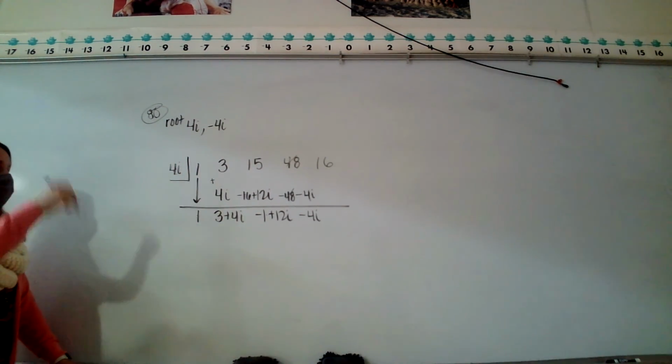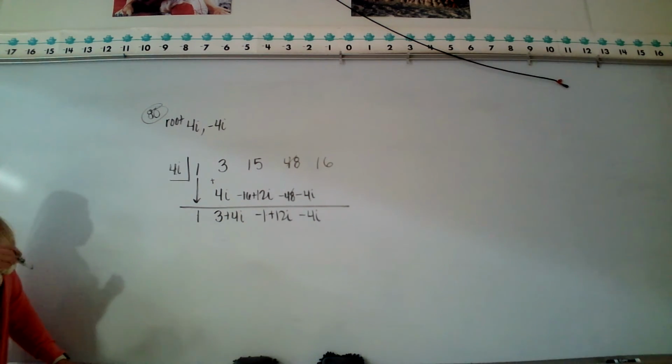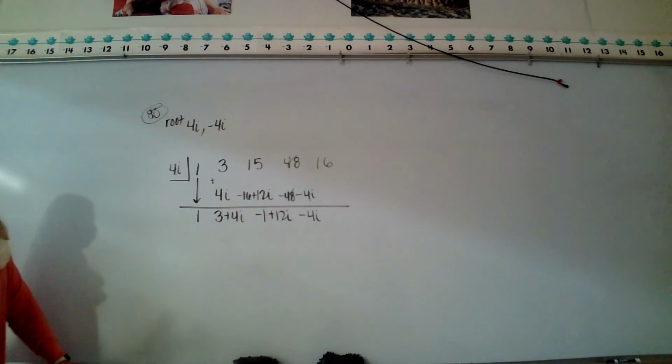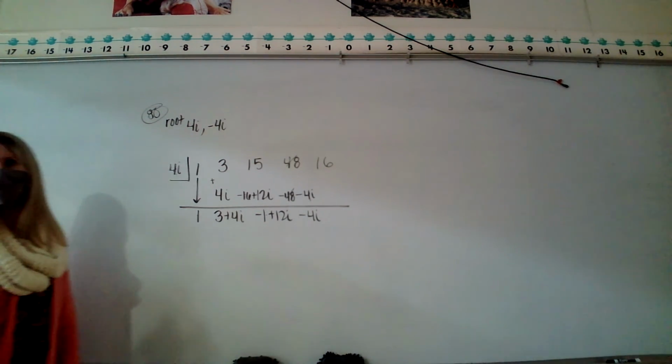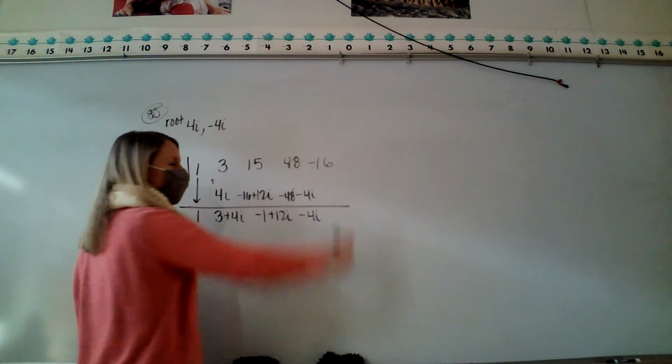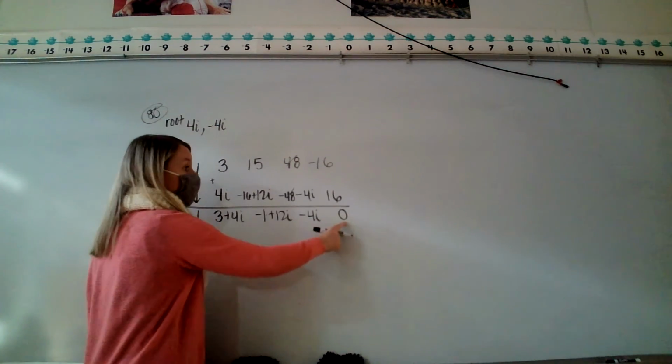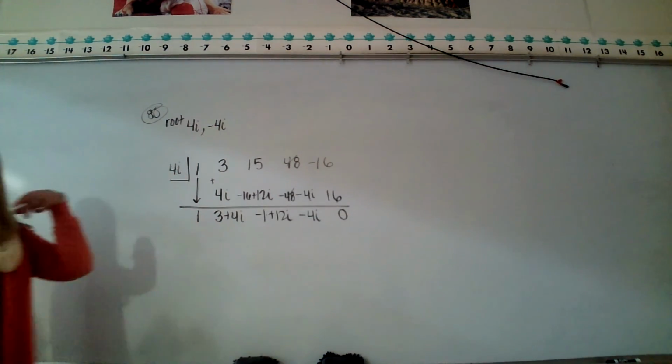Because 4i times negative 4i is negative 16i. Wait, did I mess up a sign? No. 4i times 4i is negative 16. It's 16 in the problem. The 16? Oh, that's why. It's negative. I knew I did something. Okay, that makes more sense. I knew something went wrong somewhere. Because this is 16, so that's 0, because that has to be 0 since we said that was a factor.